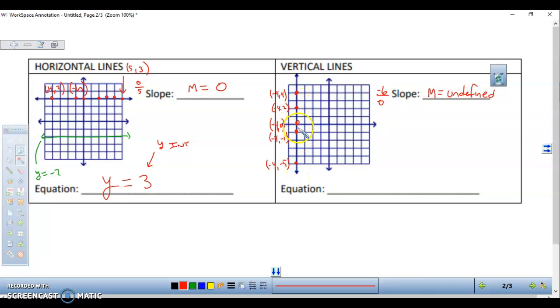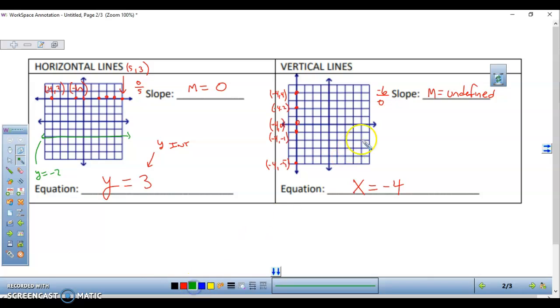because every single point on this vertical line has an x coordinate of negative 4, which means on a vertical line, the y coordinate is somewhat irrelevant and is not part of the relationship. All that matters is that the x coordinate must always be the same number. So the equation of a vertical line is x equals, and in this case, that x value is negative 4.